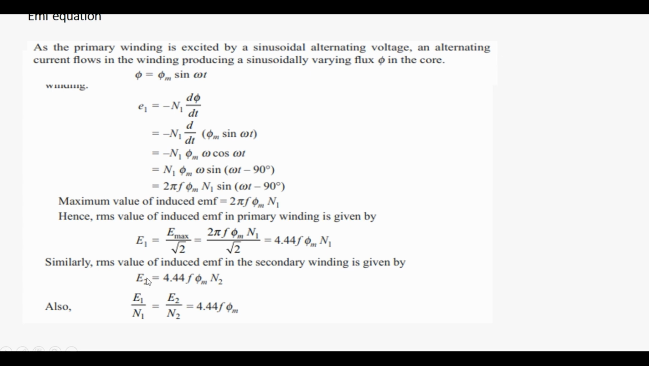And from that we can get that E1 by E2 is equal to N1 by N2, or E1 by N1 equal to E2 by N2. So this is the basic EMF equation of the transformer.